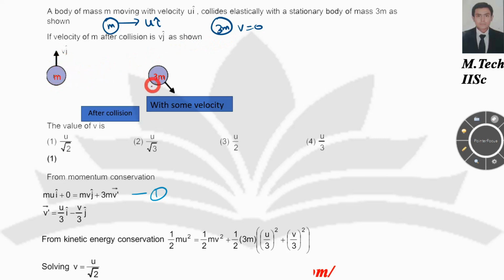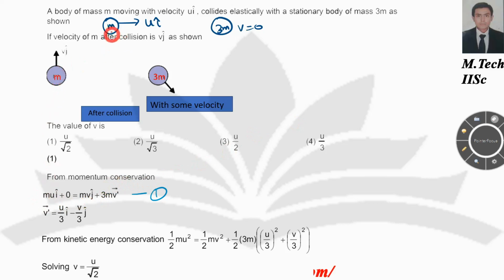but not in x direction, and 3m mass in a certain direction which is unknown to us. Now you have to find the value of this v. So what you can do is you can apply the momentum equation. Okay, so what I've done is I've applied the momentum conservation equation in the vector form to take care of both the x and y axes over here.